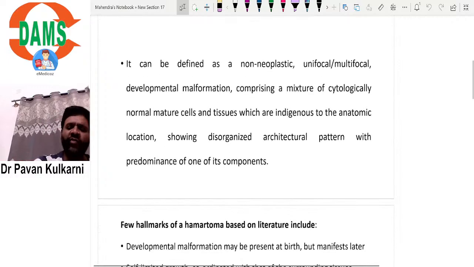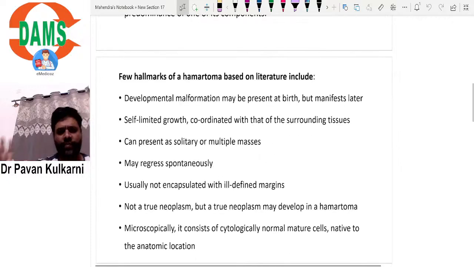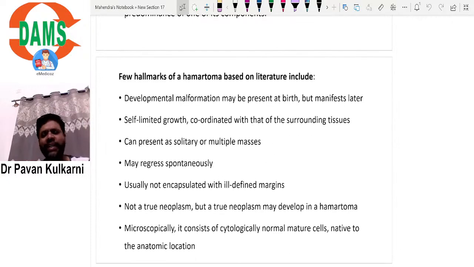Now, after knowing the definition of hamartoma, there are a few hallmarks. The same definition has been listed as certain hallmarks. What do you mean by hallmarks? These points should always be there. It is a developmental malformation, may be present at birth, but manifests later. That means it may be present at birth, but manifests later. Understand the word: they are not saying it is always present at birth. It may be present at birth, but manifests later.